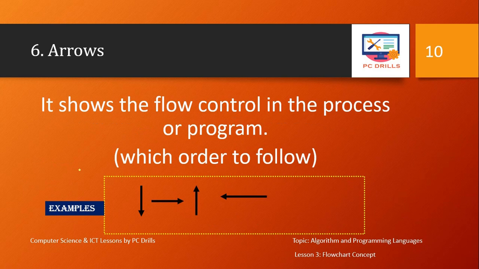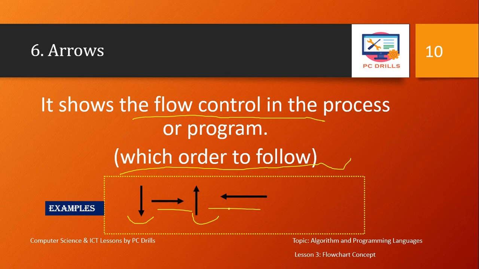And for the arrows, you can have them pointing in various directions. The arrows are simply to show a flow control in the process or program. It shows which order to follow. The arrow can point downwards, to the right, upward, to the left, almost any direction.